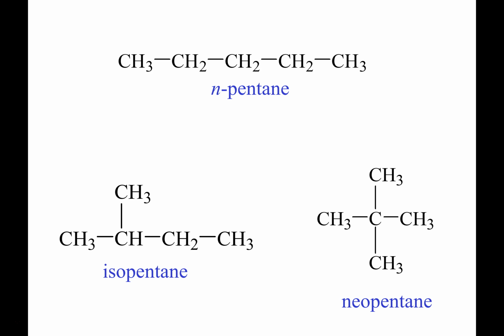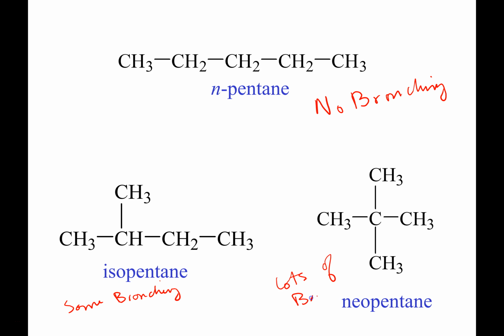So what we would call this is, and we're going to use the word branching. So this up here, this N, is no branching. And this is some branching. And this is lots of branching. I called it balled up, but branching is probably a more scientific word for it. So I'm going to actually add something then. It's called branching.